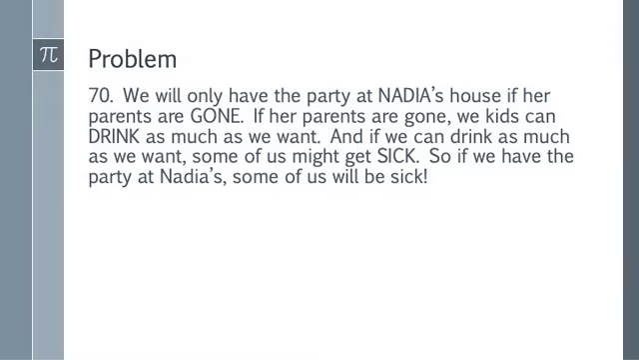Problem 70. We will only have the party at Nadia's house if her parents are gone. If her parents are gone, we kids can drink as much as we want, and if we can drink as much as we want, some of us might get sick. So if we have the party at Nadia's, some of us will be sick.